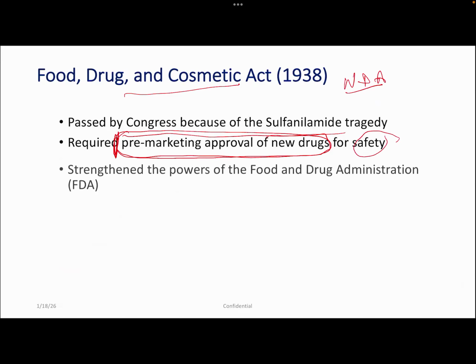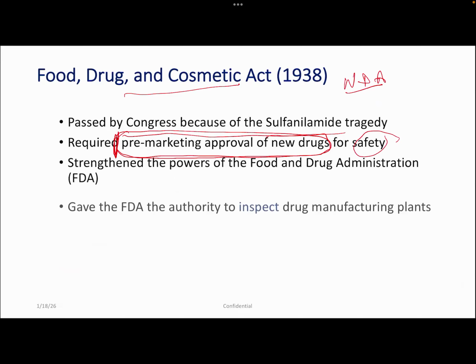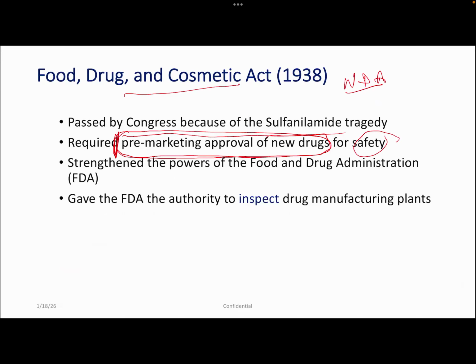What next? They gave the FDA more powers, like the authority to inspect our manufacturing plants. So today, these inspections by the regulatory authority, even by our DCGI, are so popular and so important. Now just see, these things came only after some tragedy happened in 1938.